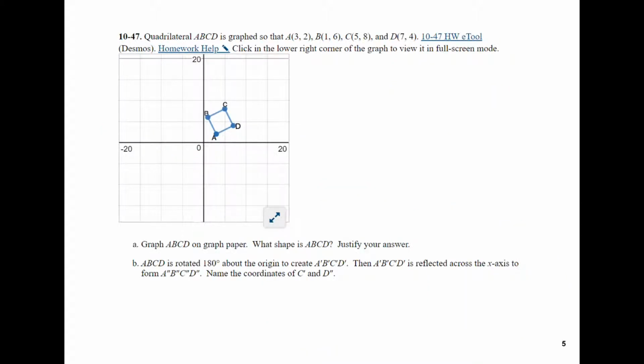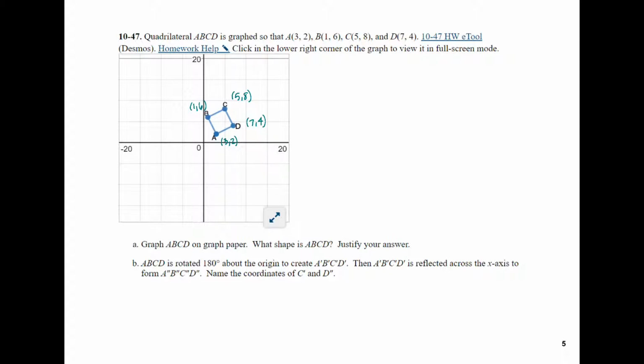10-47. Quadrilateral ABCD is graphed so that A is at (3, 2), B is at (1, 6), C is at (5, 8), and D is at (7, 4). Graph ABCD on the graph paper. What shape is ABCD? Justify your answer.